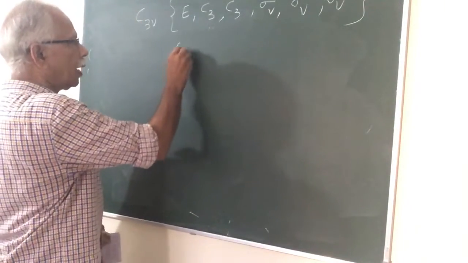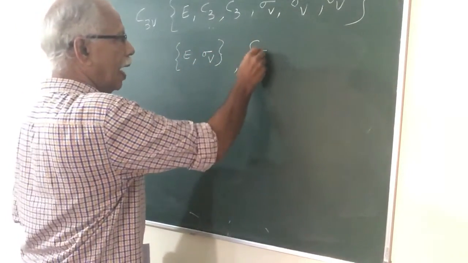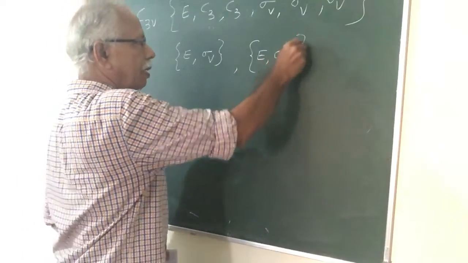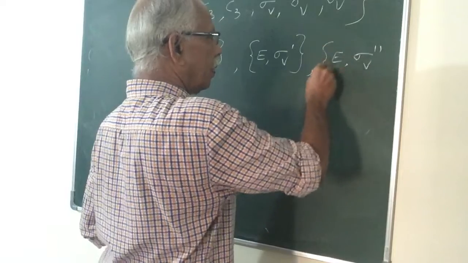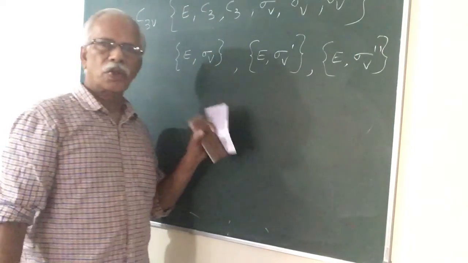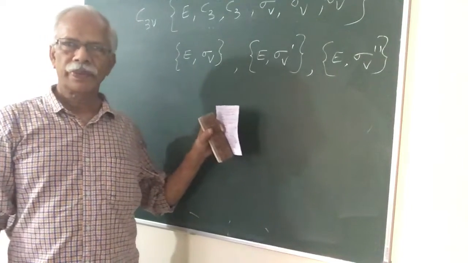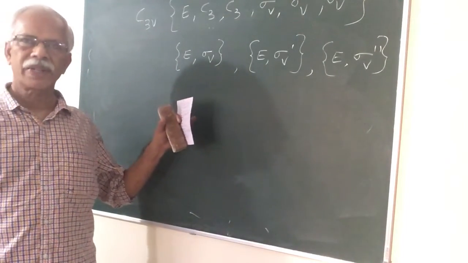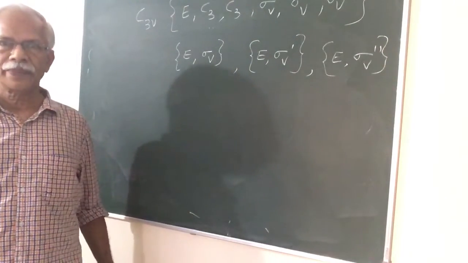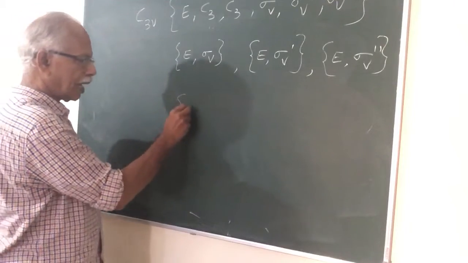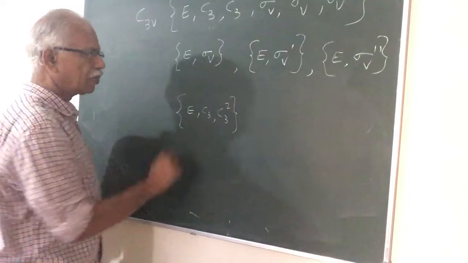Now think of a group like identity, sigma V, then another group like identity, sigma V dash, a third group like identity, sigma V2 dash. These are subgroups, each of order 2. They will obey all the properties of the group: closure property, identity property, inverse property, and associative property. Then another subgroup is identity, C3, C3 squared. It has an order 3.